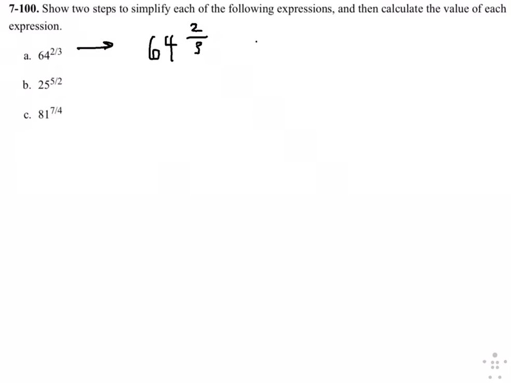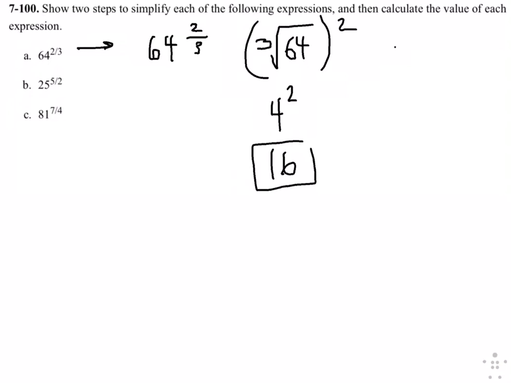So it's easier for me to take the cube root first, so the cube root of 64, and then square it. The cube root of 64 means what times itself 3 times gives me 64. 3 is 3, 9, 27. 4 is 4, 16, 64. So that's really just 4 squared, which is 16. So for 7/100a, the answer is 16.